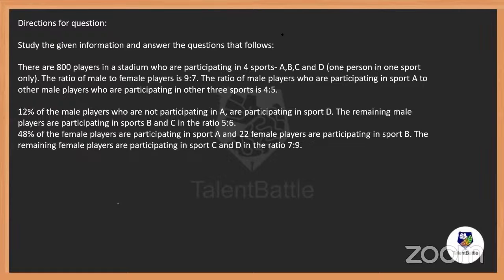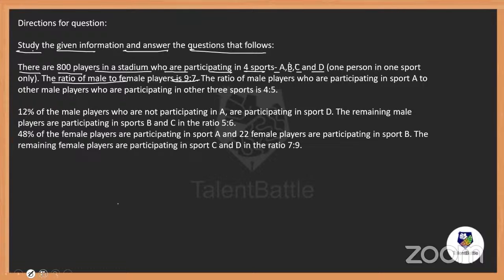So let's solve it. You should know how to identify the ratios. Then you can easily solve this question. Study the given information and answer the question that follows. There are 800 players in a stadium who participated in 4 sports A, B, C and D. One person in one sport. So there is no sport where there is zero count. One person should go in only one sport. If he is going for A, he cannot go for B or C or D.